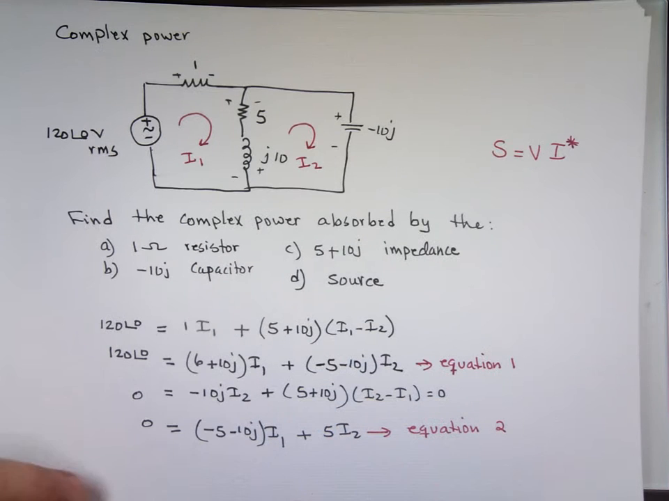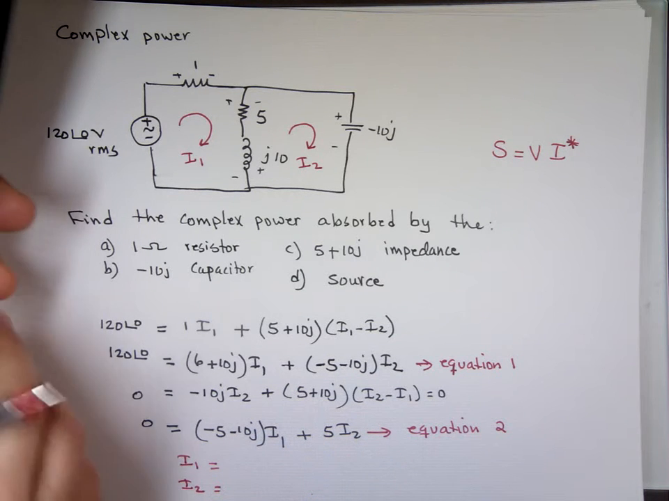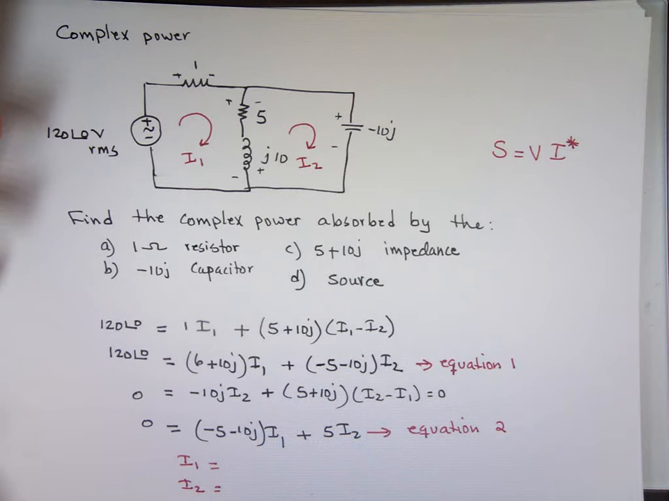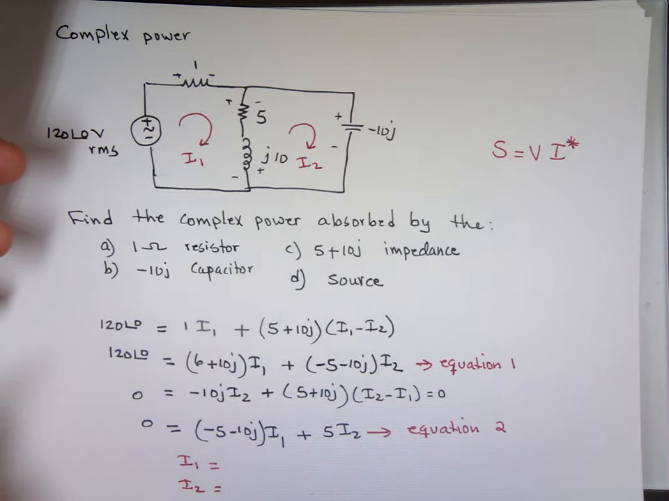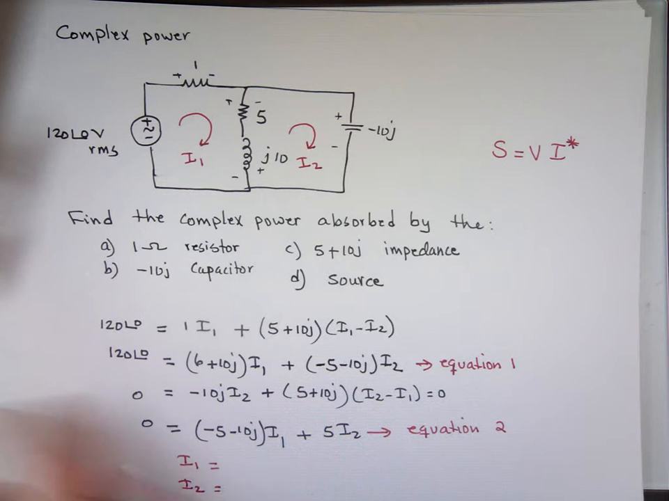So if I go to my calculator now, I should be able to find what I sub 1 is and what I sub 2 is. Let me go to my calculator here. I have 2 equations by 2 unknowns. Solve them. Where's the first equation? Right here: 6 comma 10, I sub 2 coefficient negative 5 minus 10, and the answer, 120 angle 0.